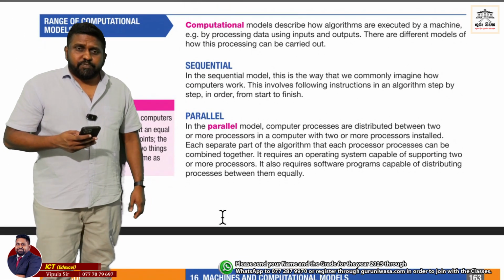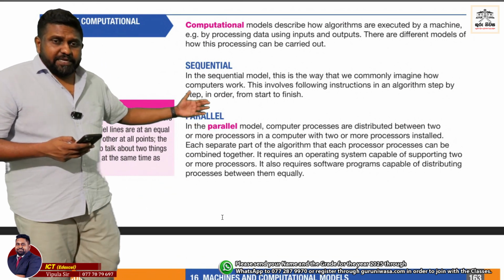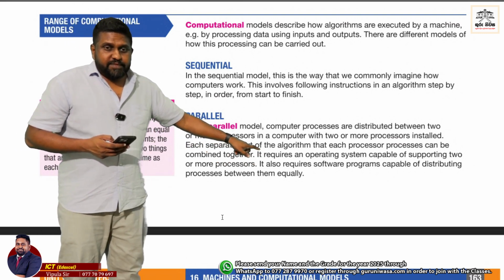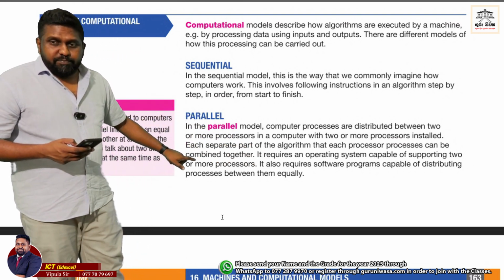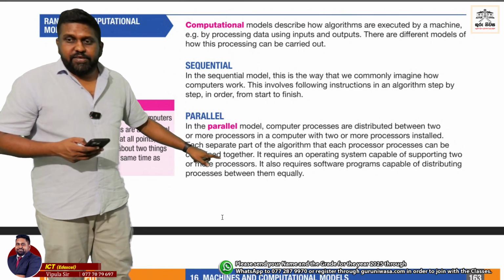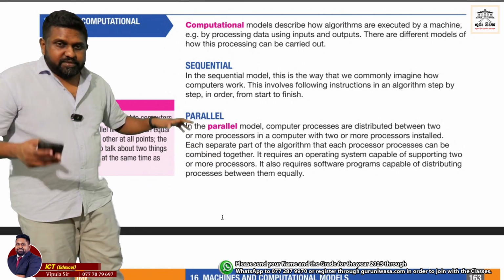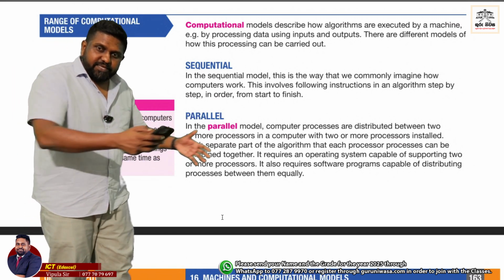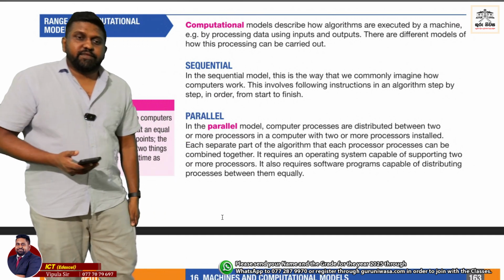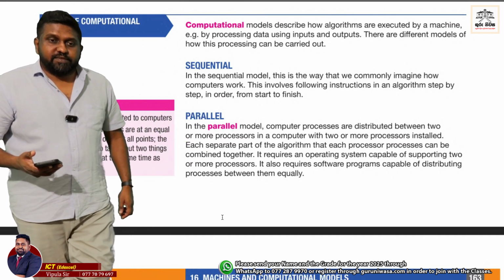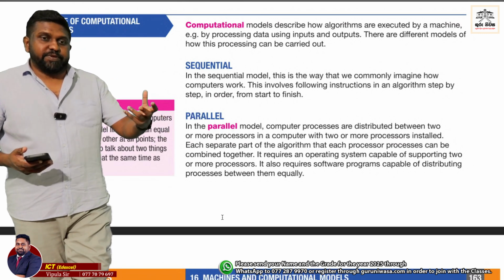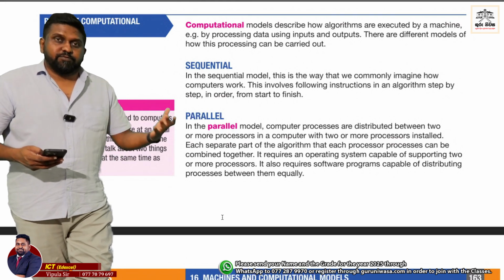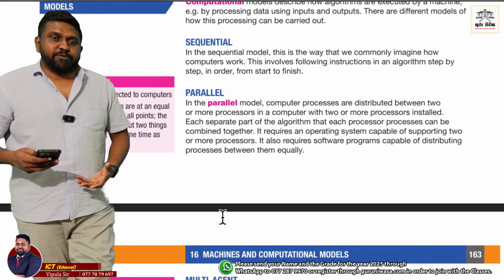So now, the concept is, in the parallel model, the work is distributed between two or more processors which are installed. Each separate part of the algorithm is split across the processors, and since it's getting processed at the same time, the software is extremely faster, giving you much faster output and performance at the same time. So perfect.